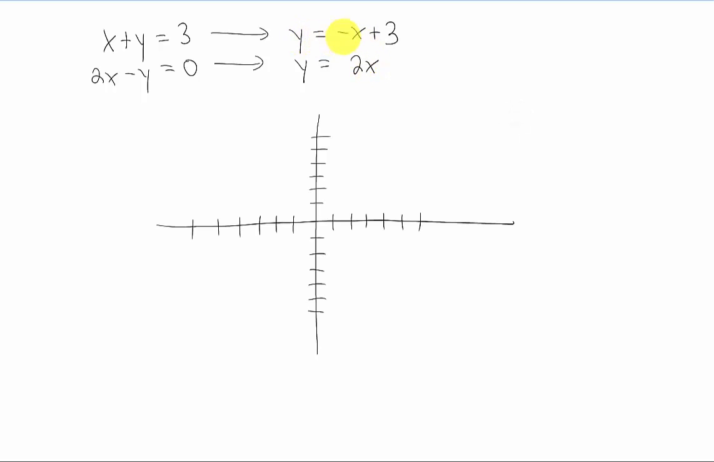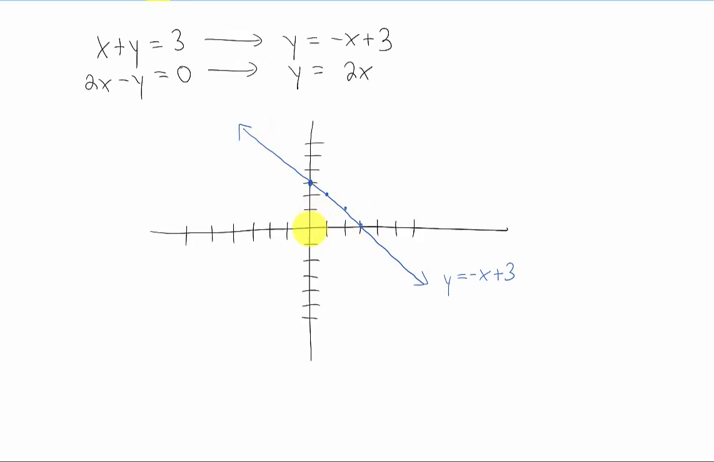The first line, y equals negative x plus 3, is a line with a y-intercept of 3 and a slope of negative 1. If you need some review on this, you can check out some of my previous videos. The line y equals 2x has a y-intercept of 0 and a slope of 2. And if we graph these two lines, it pops right out that they have this intersection point. And this intersection point is the point (1, 2).